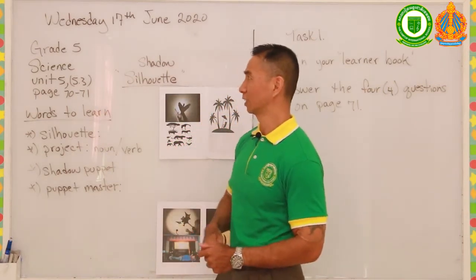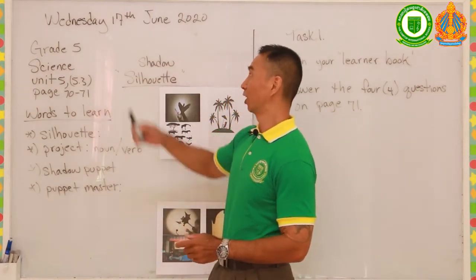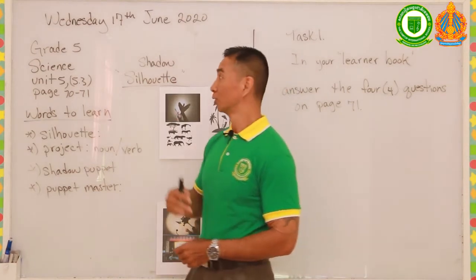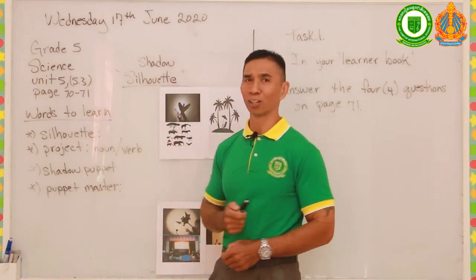Today we're going to continue our lessons on Unit 5, which we started on last week. Last week we talked about shadows and how we create shadows with different light sources. Today we're going to do section 5.3 entitled Silhouette.